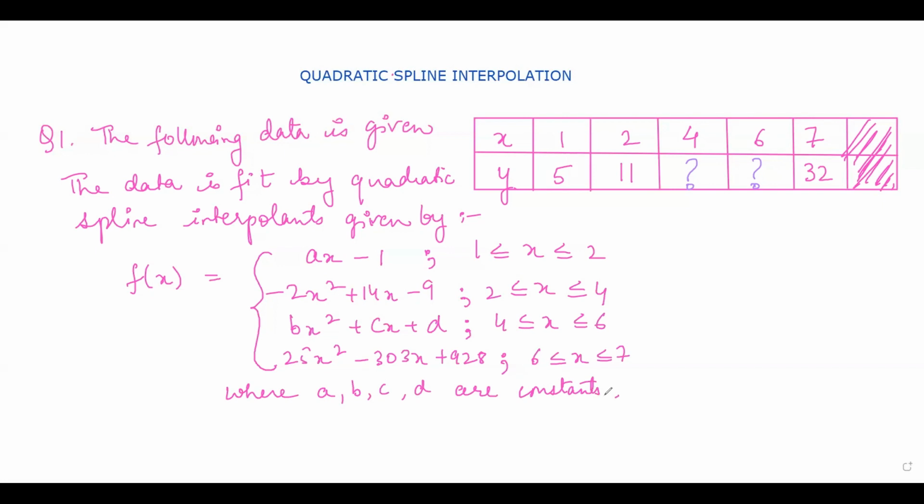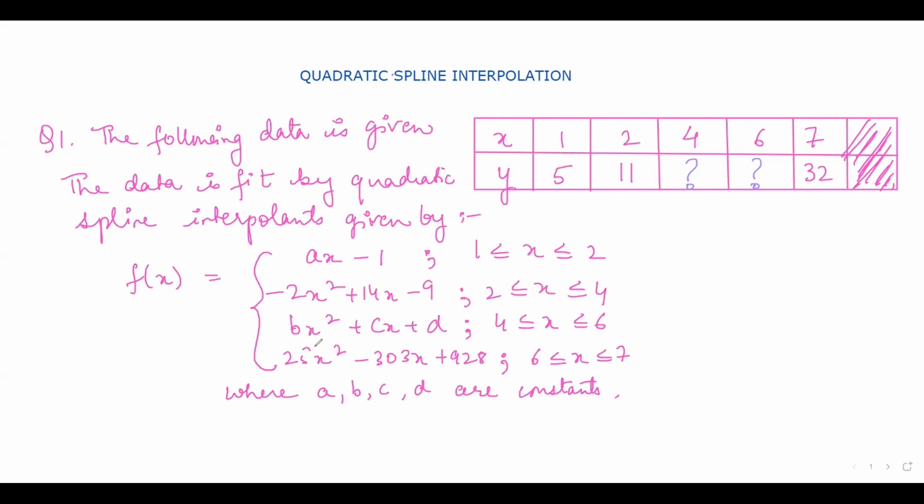Now, there are two parts in this particular question. The first important part is that these are the unknown values, y at 4 and y at 6. So you need to find the value of y at 4 and the value of y at 6. Now you don't know these constants A, B, C, D, but still they're asking you to find these values. So how would you find that? What is the way to find it?